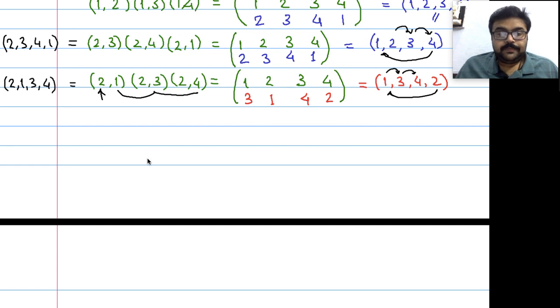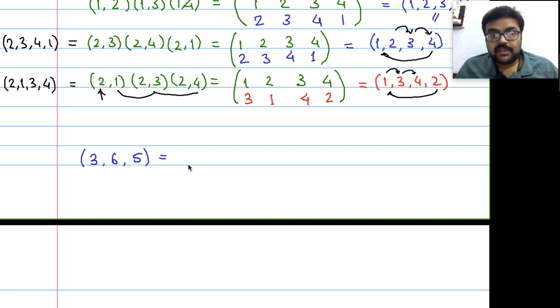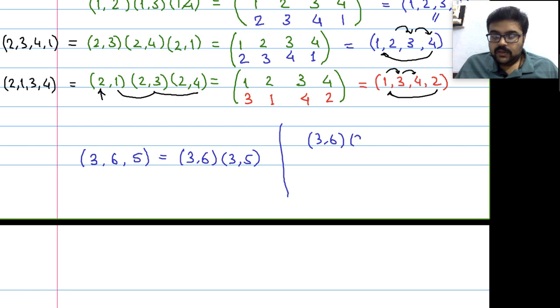So now, as another example, let us consider the same cycle (3 6 5), which we had considered last time. So we can write this as (3 6)(3 5). Can we write like this? Yes. Let us check. What is this (3 6)(3 5)?